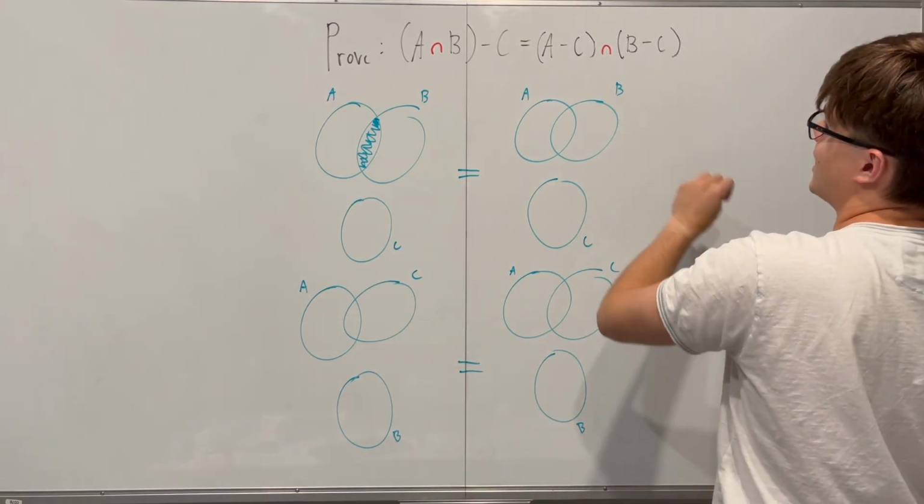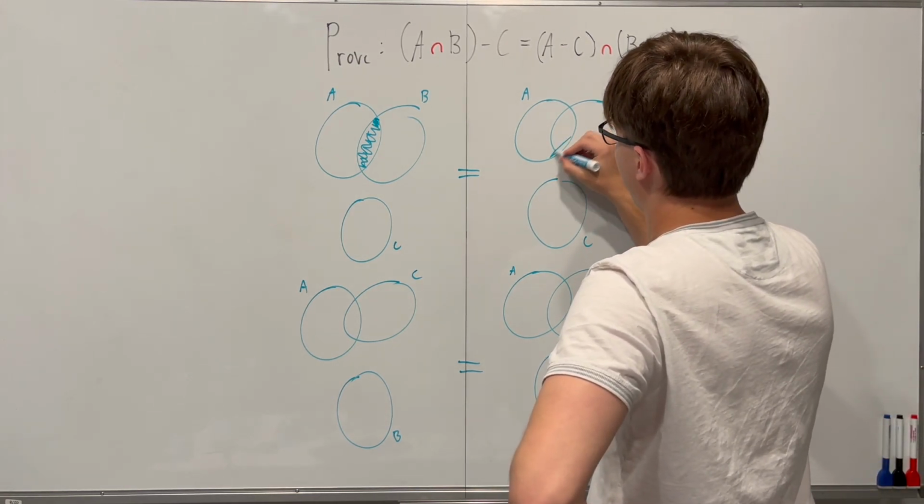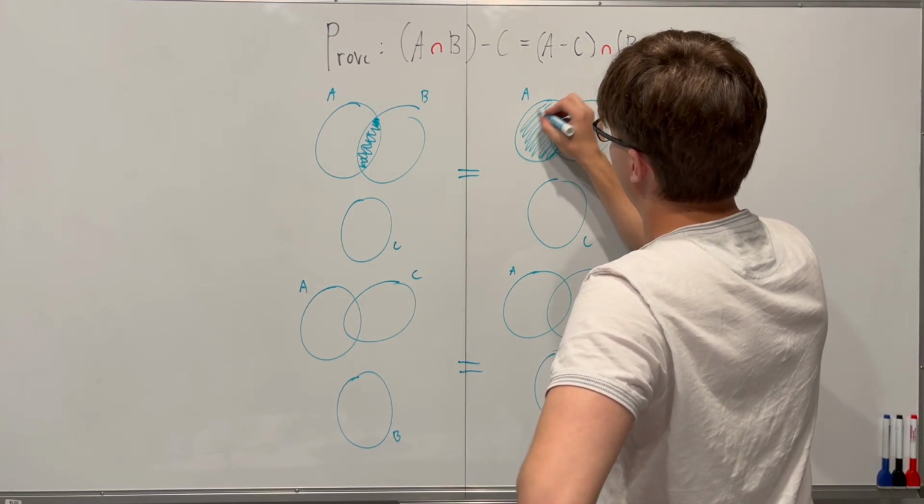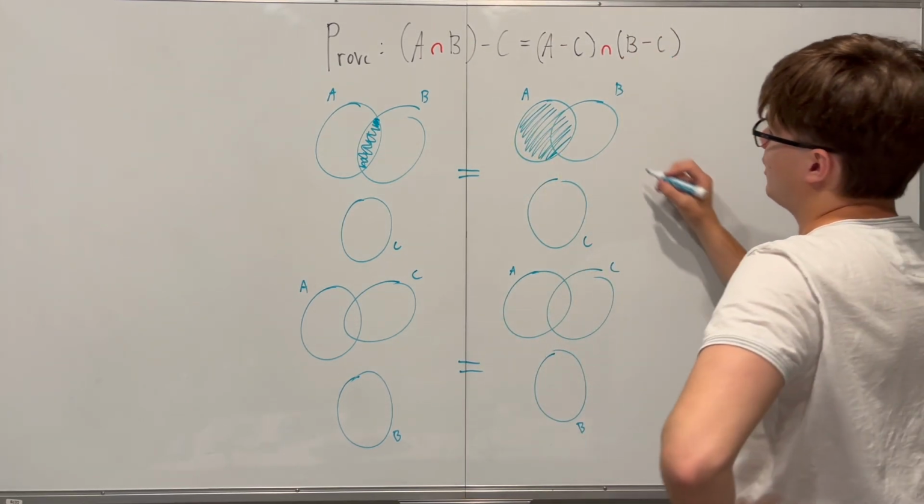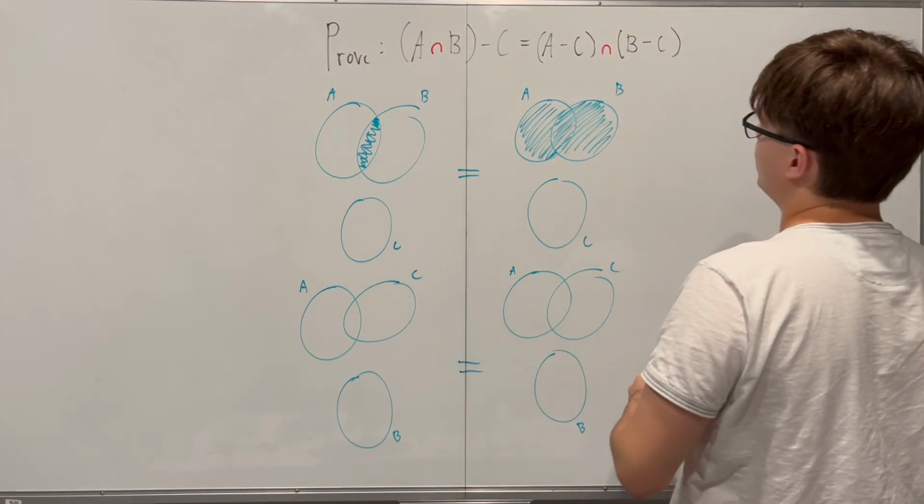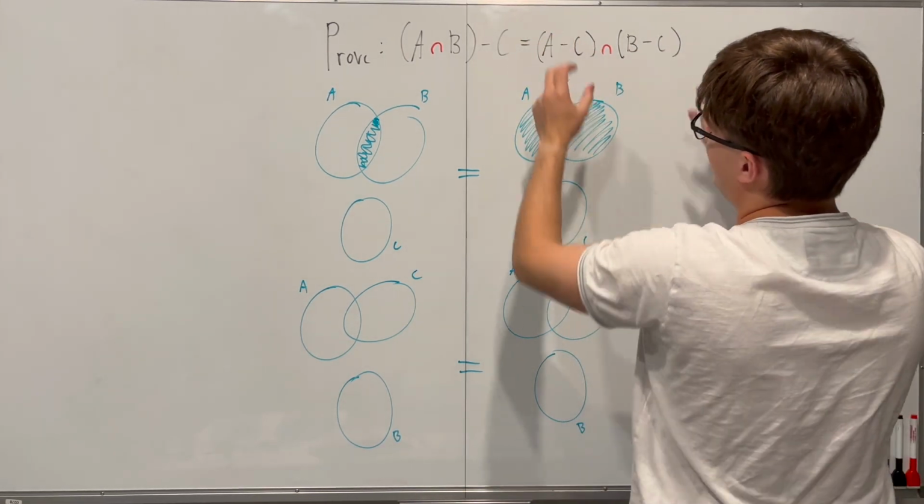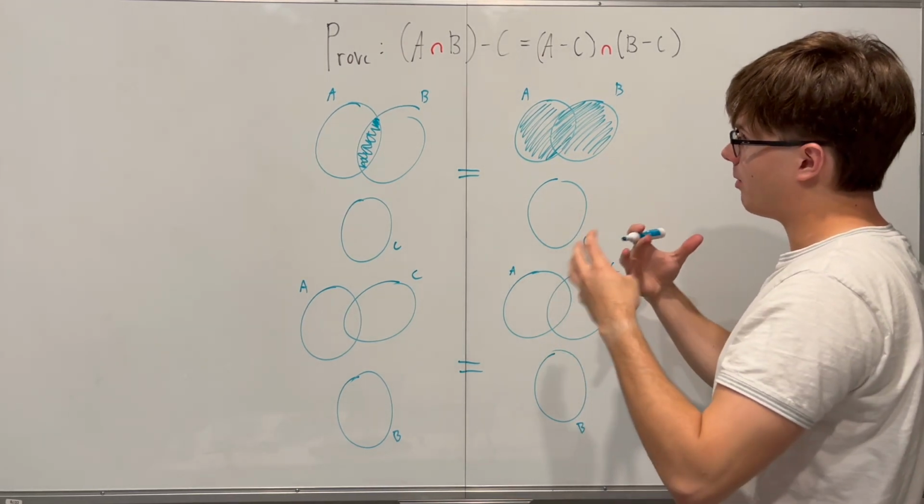What about the right-hand side? Well, the right-hand side, we're going to say A minus C, which is just going to be all of A, right? And we're not going to erase anything because no part of A is in C. And then similarly, B minus C is going to be all of B for the exact same reason. And then we're going to want to ask ourselves, well, what part of these two areas overlap each other? So what parts of B have A and what parts of A have B?